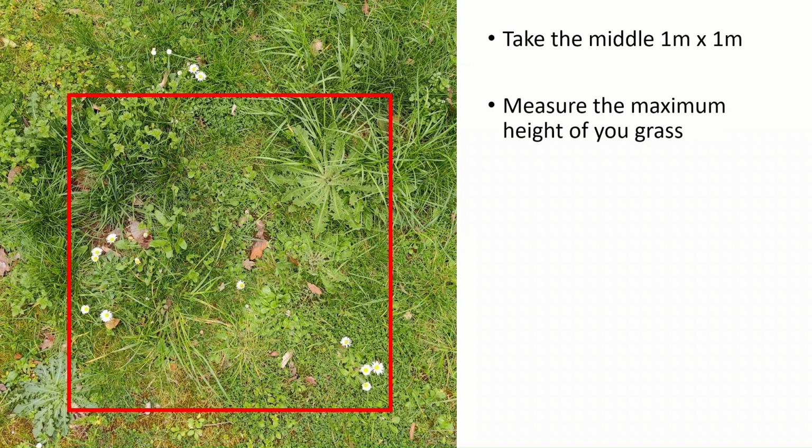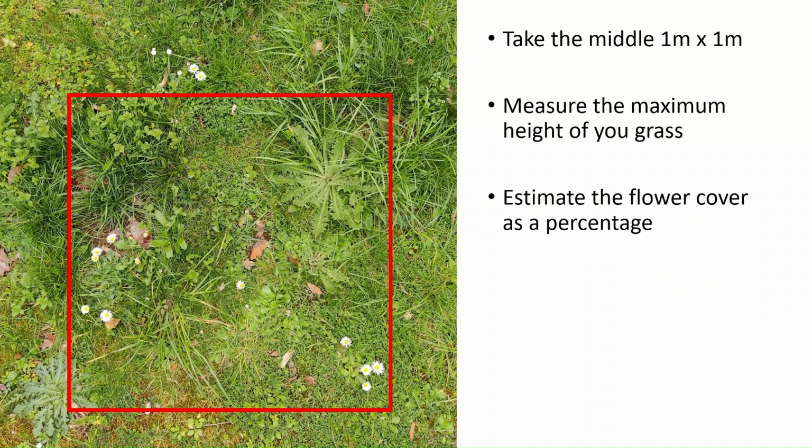The next thing I need you to do is grab a ruler or a tape measure and place that in the middle of the square and measure the maximum height that your grass comes to and jot that down, ideally in centimetres. The next task is to estimate the percentage of your square that's covered by flowers.